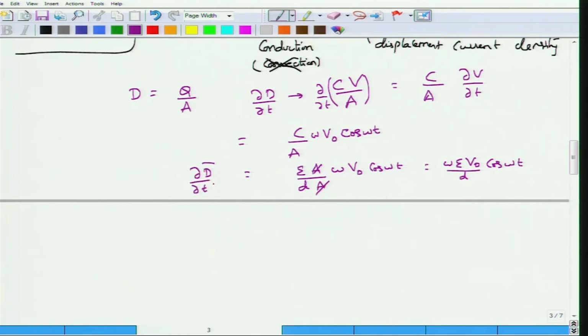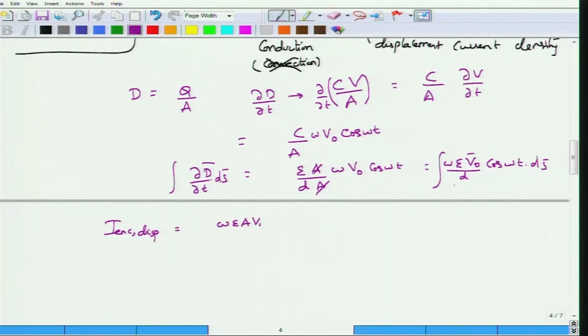To actually get the total current, I need to integrate this one over the surface area, right? So when I do that, since this is perpendicular to the surface, this would correspond to simply multiplying this one by the total area A, right? So this expression, the total current which would be because of the displacement, would be equal to omega epsilon A V0 by d cos omega t.